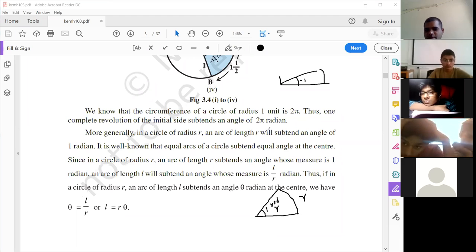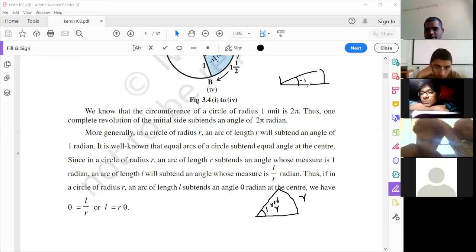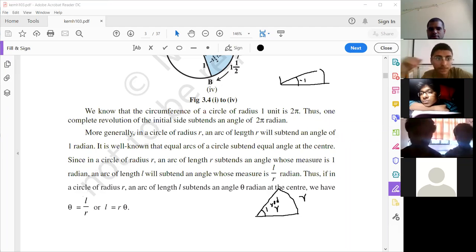दोनों को r से मल्टीप्लाई कर दिया, देखो यहाँ पे क्या था, 1 यूनिट रेडियस और 1 यूनिट आर्क का एंगल कितना था, 1 रेडियन, ओके? तो उसी तरह r यूनिट रेडियस और r यूनिट आर्क का एंगल भी 1 रेडियन होगा, ओके?